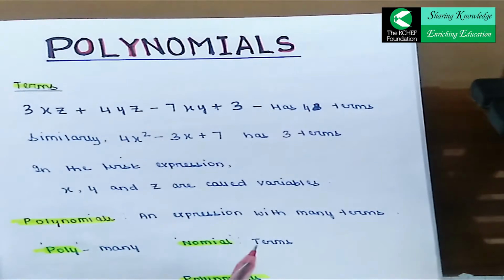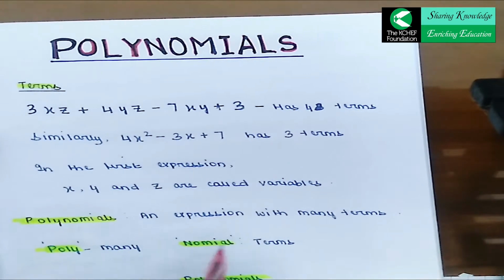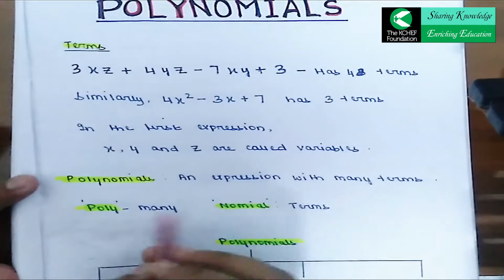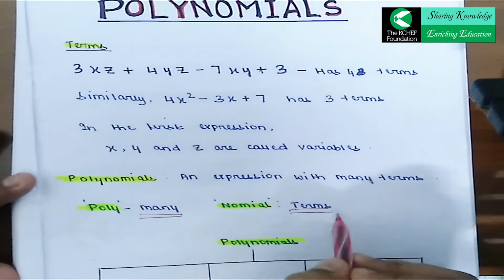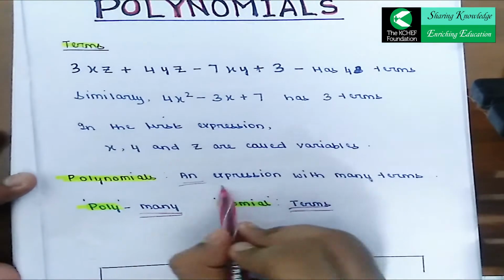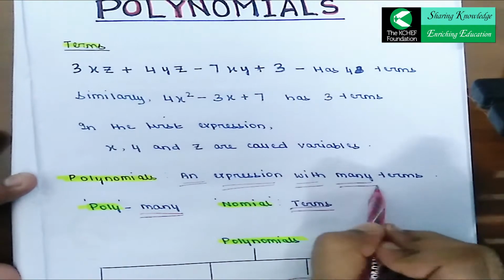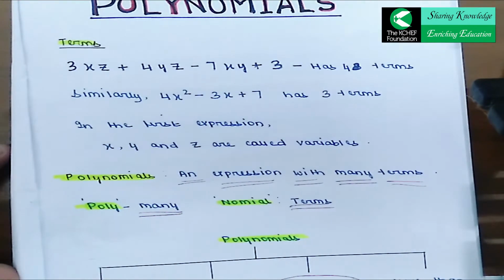Okay, so now we are going to start with our chapter on polynomials. So what does polynomial mean? A polynomial is basically a Greek term where poly means many and nomial means terms. So polynomial is basically many terms. An expression with many terms is called a polynomial. Now we need to know what are terms.